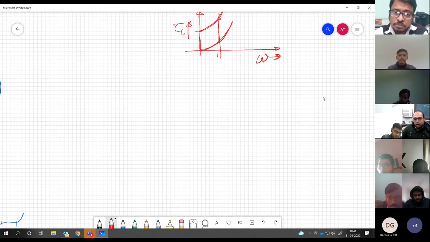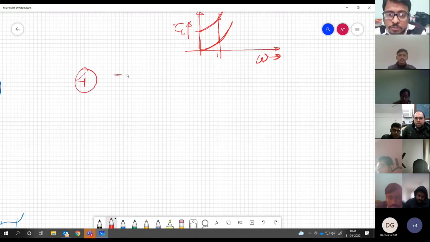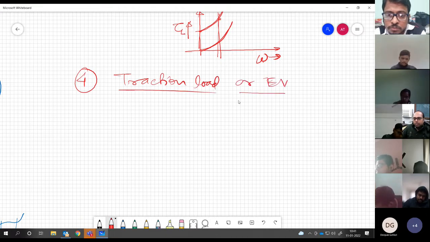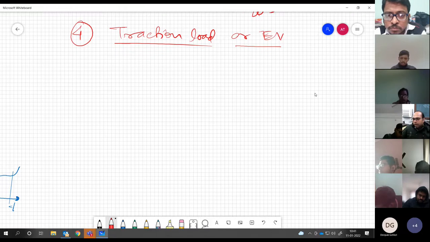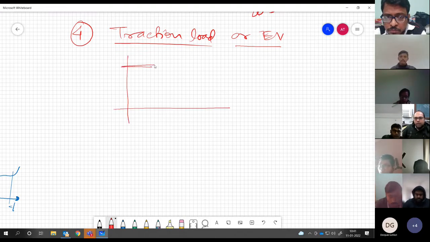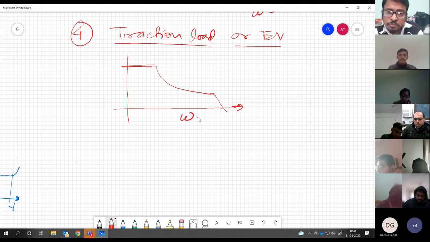Now, a little bit more complex example, which is something like a traction load, or you can say electric vehicle. When we talk about this kind of load, it does not have a particular nature of load torque throughout the speed. Here the load torque changes with the speed. So if I have to draw, initially it needs a lot of torque, and then the requirement for the load torque reduces. And then finally, it may fall even more sharply. You understand the point? So with omega, we may see torque load something like this.